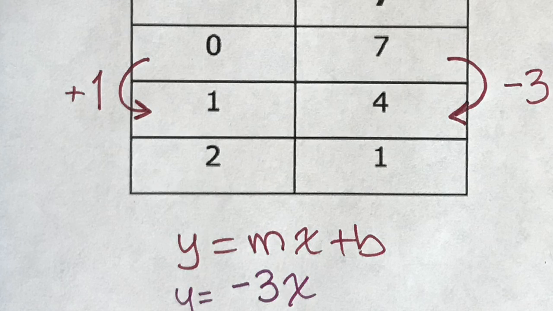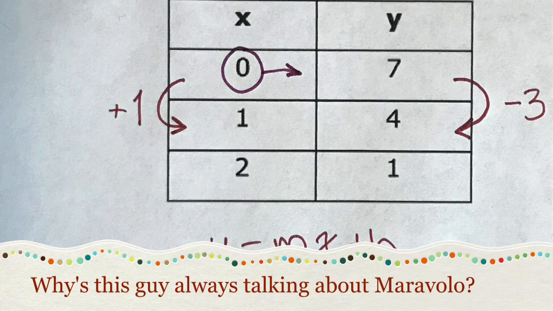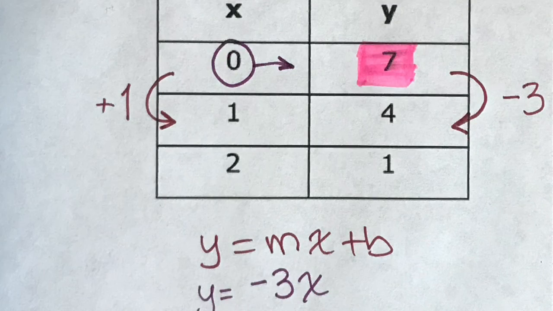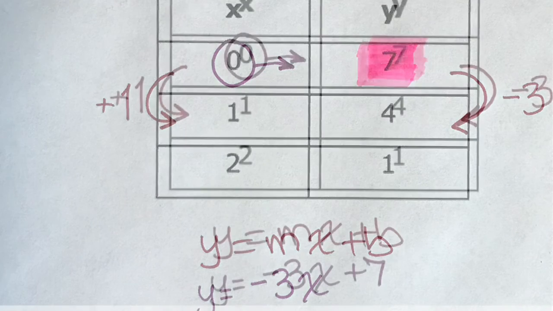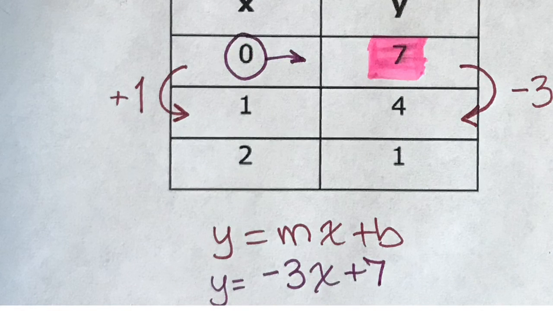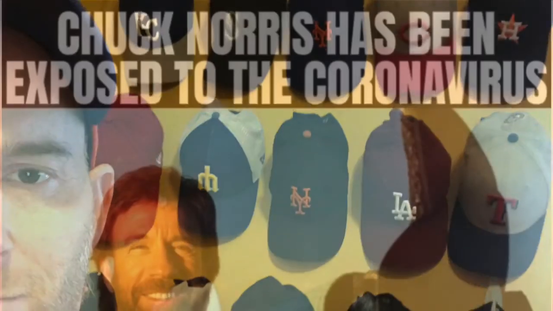I still need to find the y-intercept. The Maravolo rule says, when x is 0, what is y? Find the 0 on the left side and 7 on the right side. So my final formula should be y equals negative 3x plus 7, because I have the slope and the intercept.